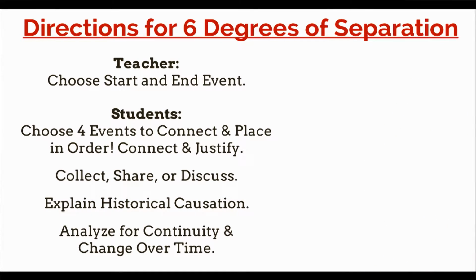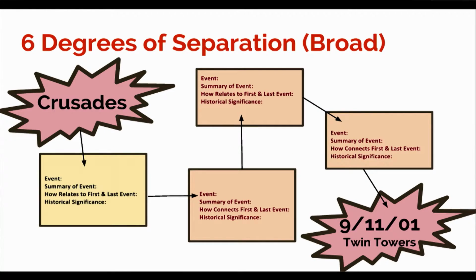So for our first example of 6 degrees of separation, I have the Crusades as our starting event, and then 9/11 as our end event. Now what I would encourage you to do is to pause your computer and take the time to actually fill this out yourself so that you could see what it's like as a student engaging in this activity. So if I were to ask you, how would you connect together the Crusades to 9/11?